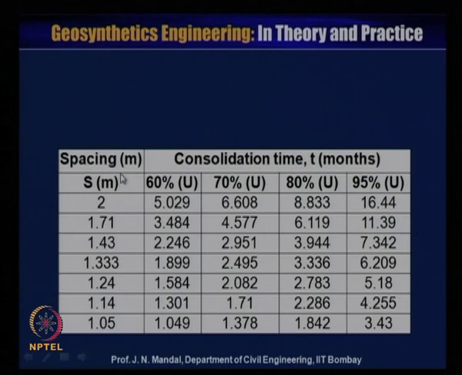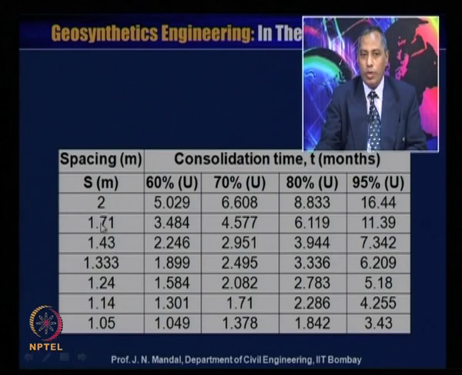So, here is the spacing, either D or S. So, you are assuming different values of D or S. Suppose this is 2.2 meter spacing, 1.7, 1.43, 1.3, 1.24. So, you are assuming different values of D. Okay, average spacing D. D is related with 1.05 S.